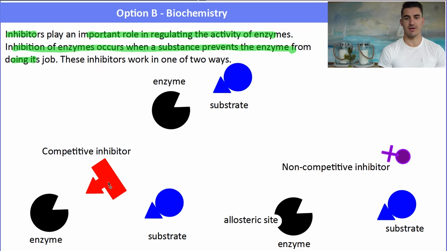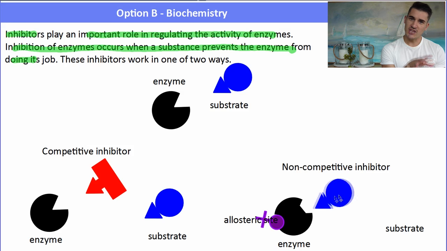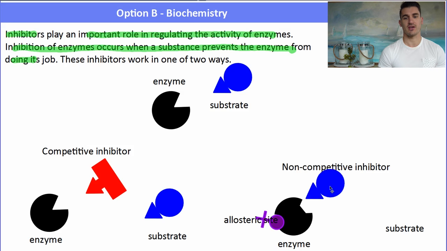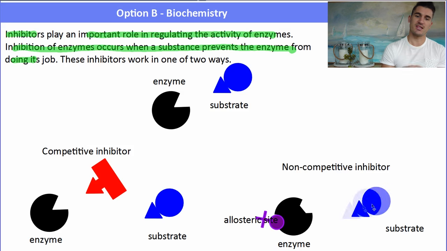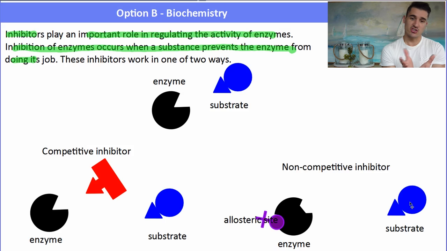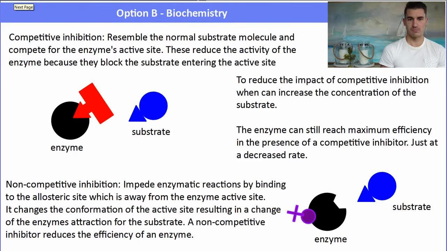Competitive inhibitor. A non-competitive inhibitor has a slightly different function. It interacts with the enzyme at what we call an allosteric site. Now, that interaction with the allosteric site and the enzyme actually changes the shape of the active site. So when the substrate comes in, the active site has changed shape, so it will no longer fit into the active site of the enzyme. So that lowers the function of that enzyme.